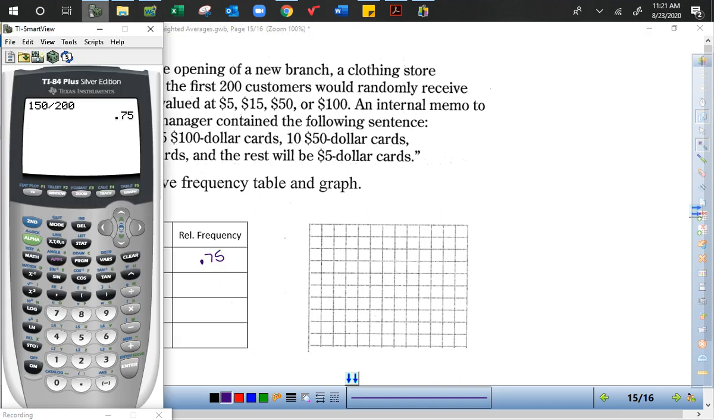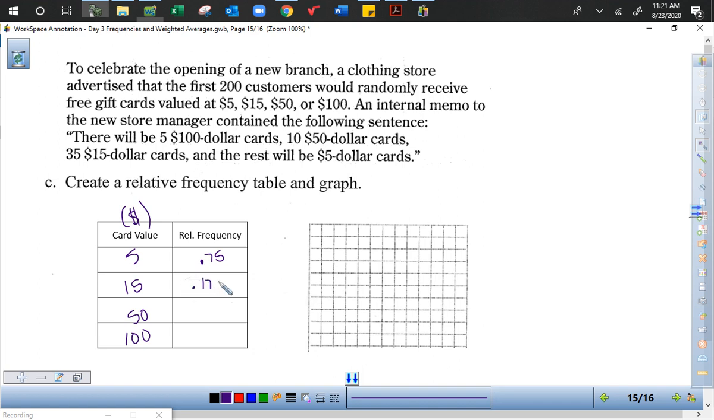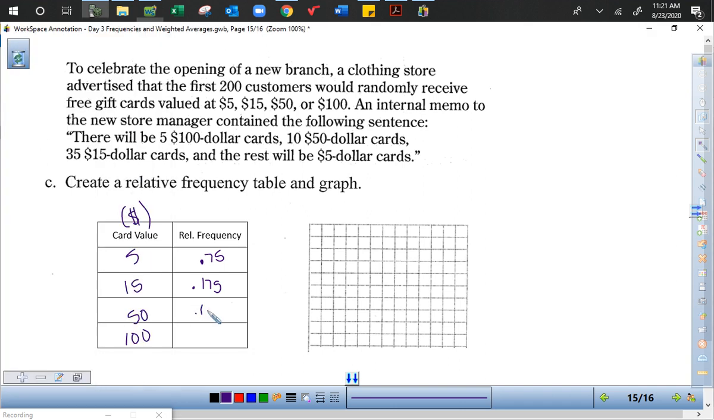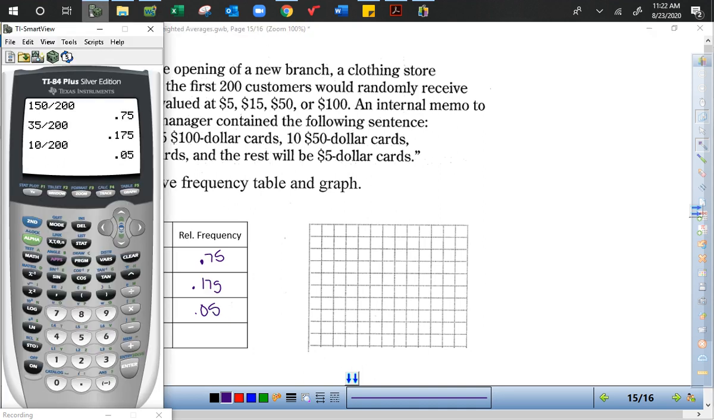Doing the same thing with the next one. We had 35, so we're going to divide that by 200. That's 0.175. The next one, 10 over 200. Make sure you're dividing the frequency. That's 0.05. And the last one, we only had 5 at the 100, and that's 0.025.